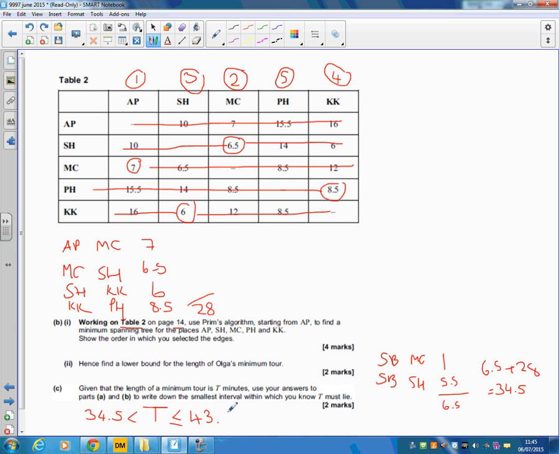So our interval is going to look like this. Now you must write it as an inequality to get the marks. You mustn't write it in words, you must write it like this to get the marks. It doesn't matter if you've got an equal sign here as well. He'll let you have that, although it's better to have it with a strict inequality here and the equal sign here.